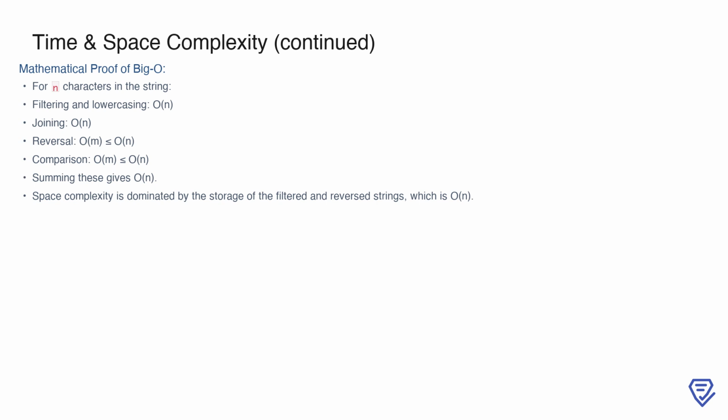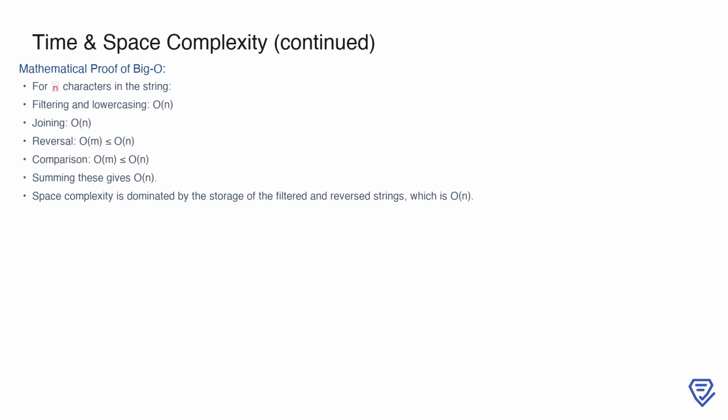The reversal of the filtered string takes O(m), where m is the number of alphanumeric characters, but since m is always less than or equal to n, this simplifies to O(n). Similarly, the string comparison step also takes O(m), which is at most O(n). Adding these together confirms the overall time complexity is O(n).